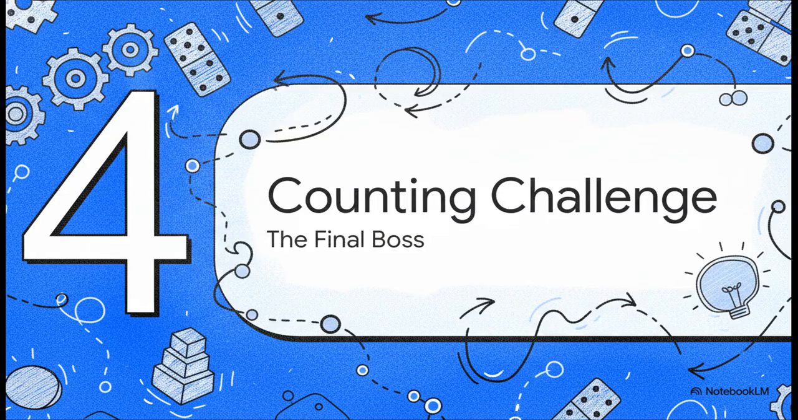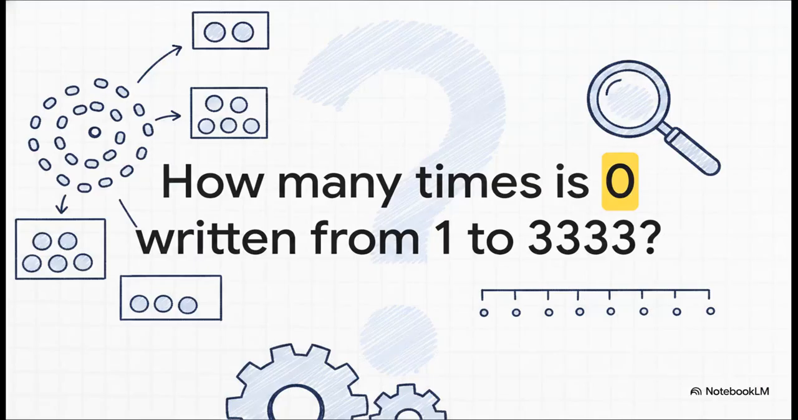Section 4. The Ultimate Counting Challenge. The Final Boss. Okay, take a deep breath and look at this one. How many times is the digit 0 written when listing all integers from 1 to 3,333? Imagine actually trying to count these zeros by hand. You'd absolutely miss a few, for sure.